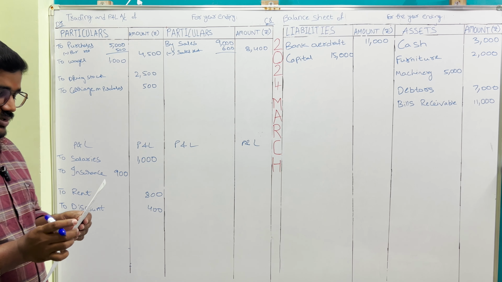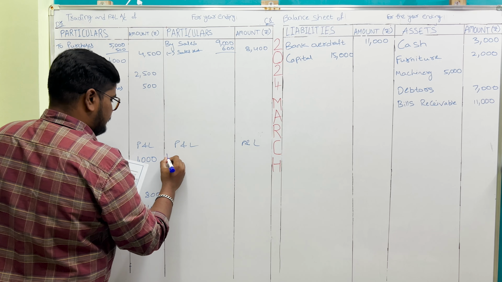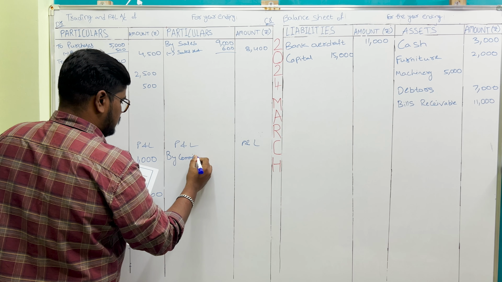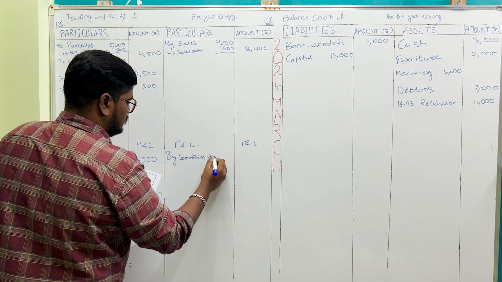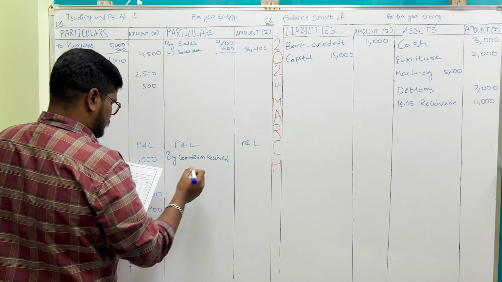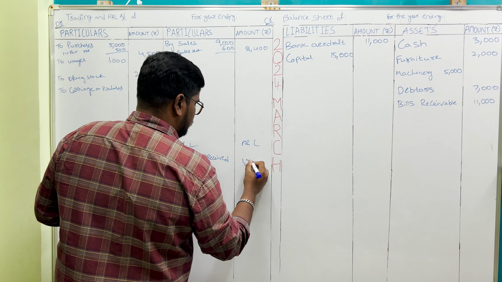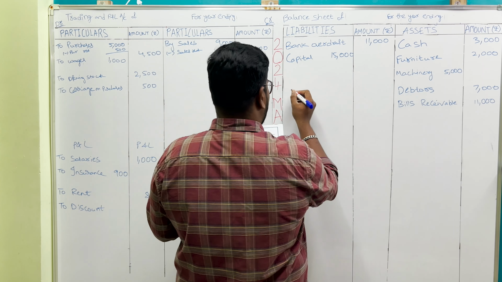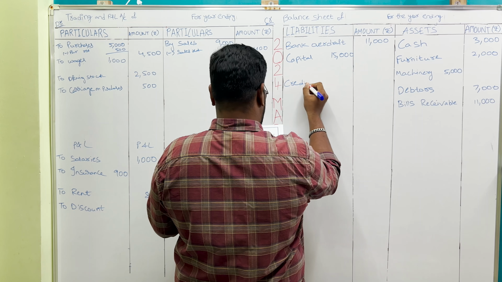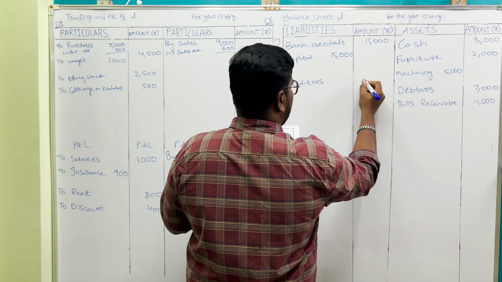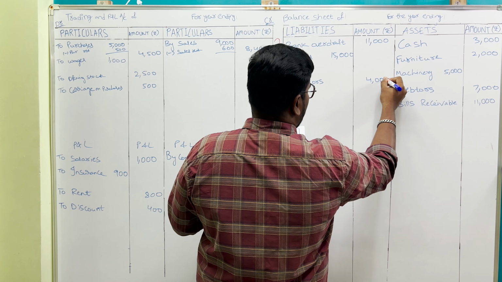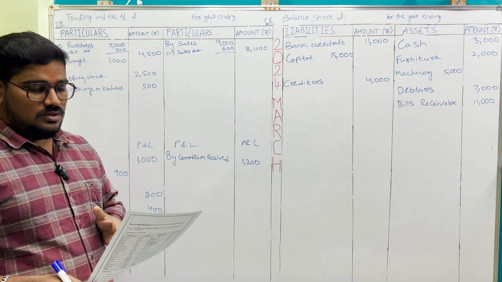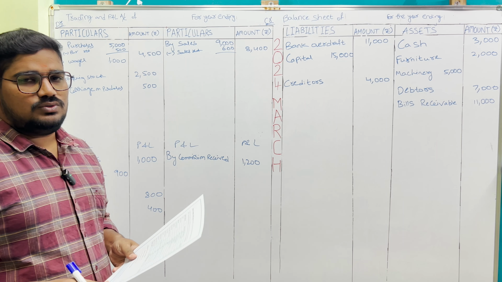Commission received, okay, that is income. Commission received, how much we received? 1,200. Next, creditors, the persons to whom we need to make the payments. We took services or goods on credit basis, and we need to make the payment to them. We are done with the trial balance, all the items. Now quickly let's go to the adjustments.